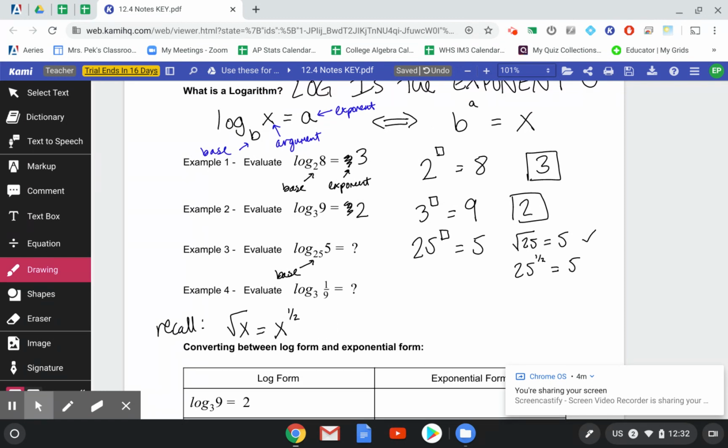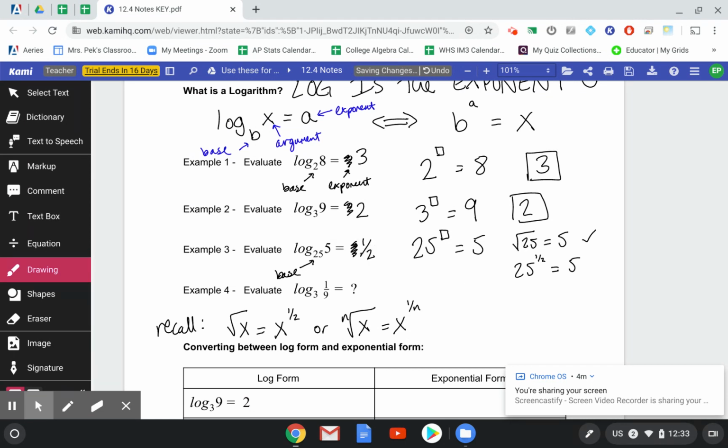Or you can think of it, if it's not the square root, if it's the nth root of x, that's the same as x to the 1/n power. So it doesn't have to be just a square root. All right, so the log base 25 of 5 is 1/2.